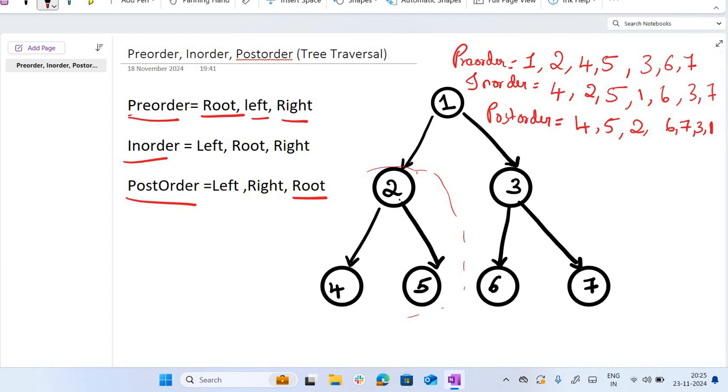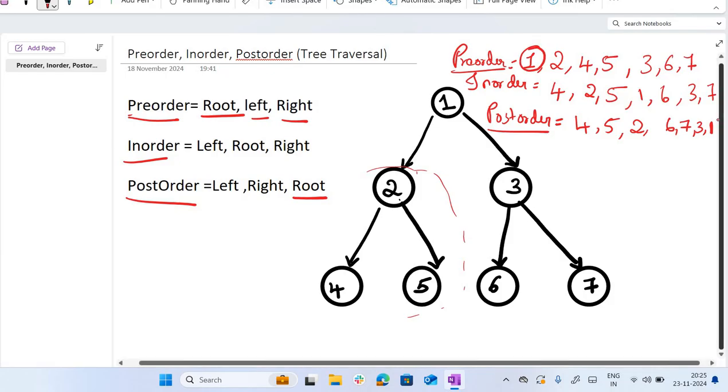So to make it clear, in the pre-order we write the root element at the first. In the post-order, the root element will be at the last. If you have missed any order, you have to revise it: in pre-order the root element is at the beginning, for post-order the root element is at the last, and for in-order the root element is in the middle. Because like that only we are writing left, root and right. I hope this is clear.